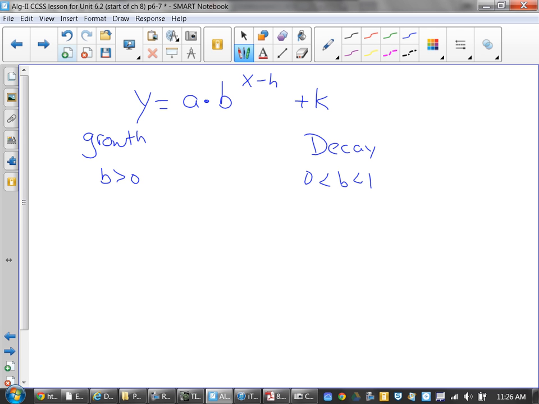The a value, if you recall, tells you the direction. Yesterday, if it was going from left to right going up, we knew a value was positive. If it was going from left to right and it was moving downward, a was negative. Here, if it's going from right to left, moving up, a is positive. Going from right to left, downward, it's negative. The a values in these things tell you what direction the curves are going to go.